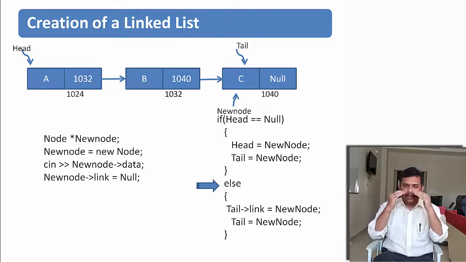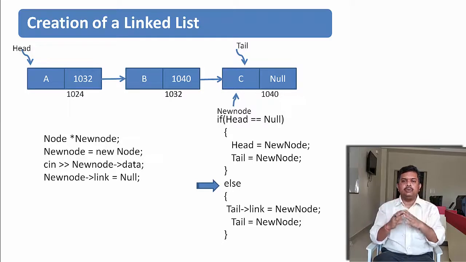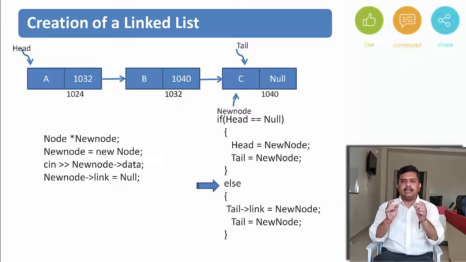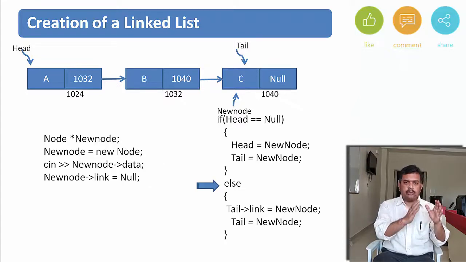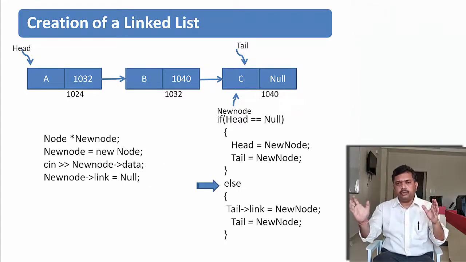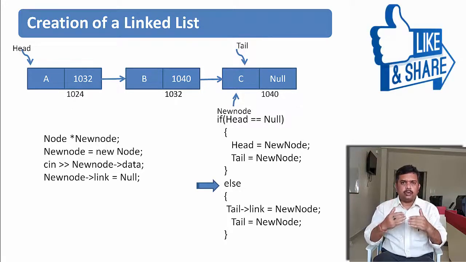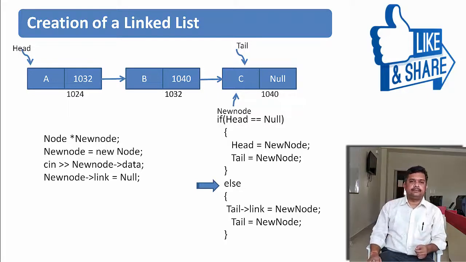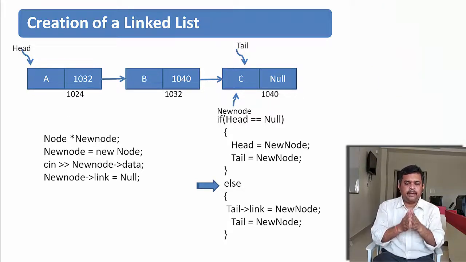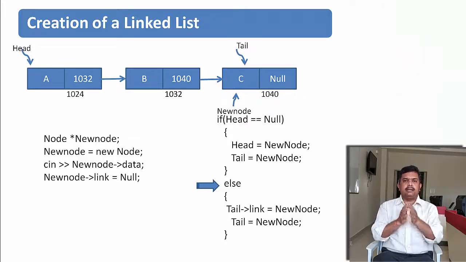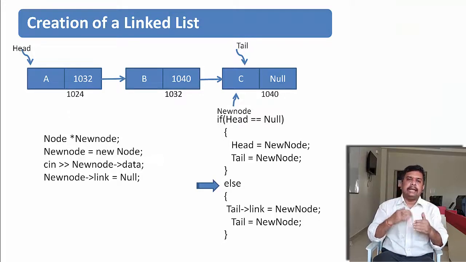And in the program I'll just consider the else part, where the tail link is equal to new node and tail equal to new node. So every time a new node is created, in the previous node's address part, this new node's address will be kept and the tail will be moved to the new node. And this is how we are going to create our linked list. So you can go through this program. I'm sure you will be able to get how to do a linked list.